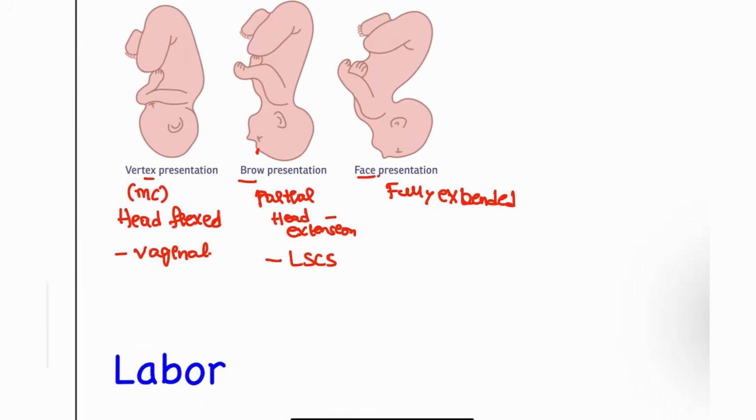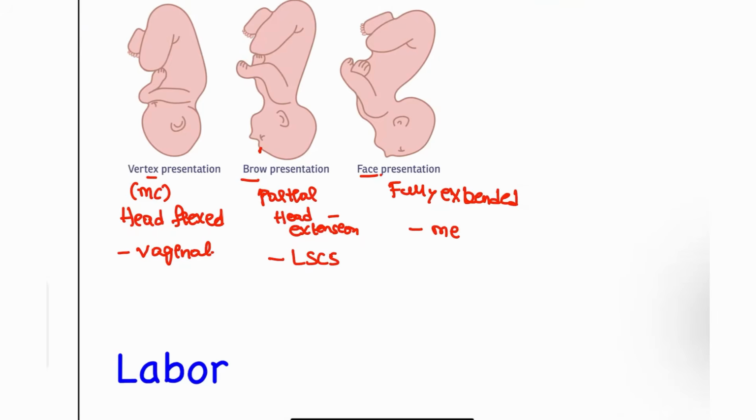Next, coming to the face. In this face also, we have two different types. One is if the patient is having the mento anterior, then we can proceed for the vaginal delivery. And if it is mento posterior, then you have to proceed for the CS, okay, cesarean section.